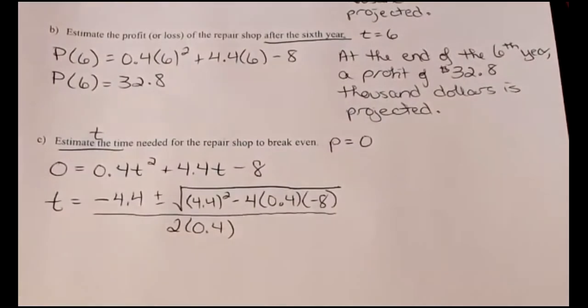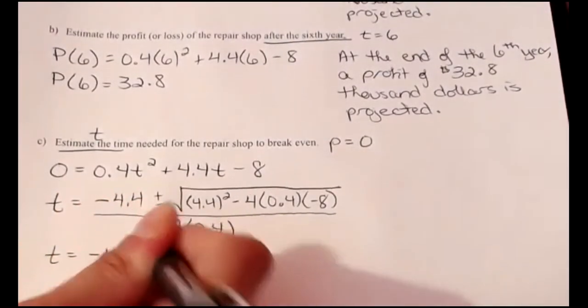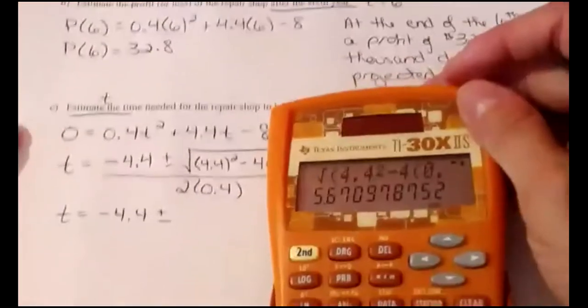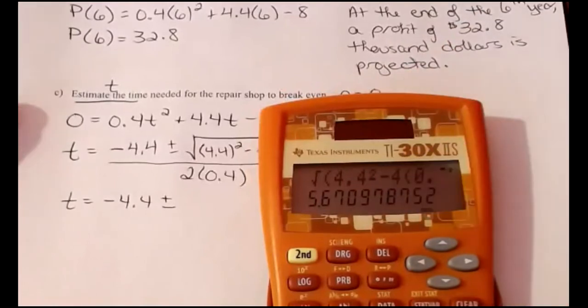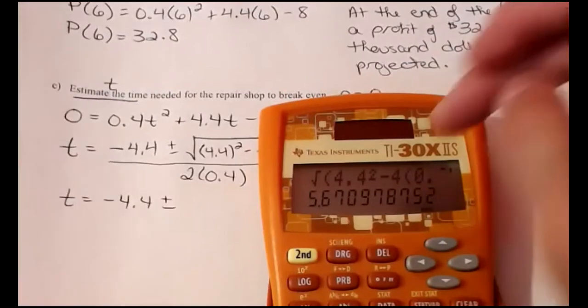Cool. Let's do the math. Same thing. I'm going to plug in the square root of 4.4 squared minus 4 times 0.4 times negative 8. And then I get T is equal to negative 4.4 plus or minus. I get a really crazy long decimal, not a big deal. I'm going to round to, we're going to do 5 places. So that's going to be 5.67098.